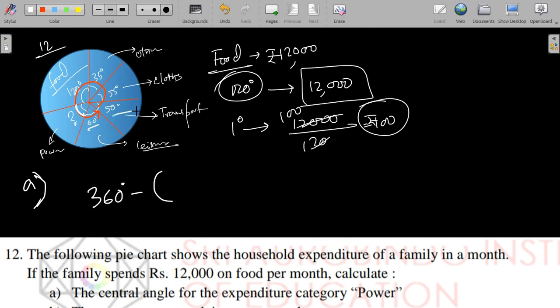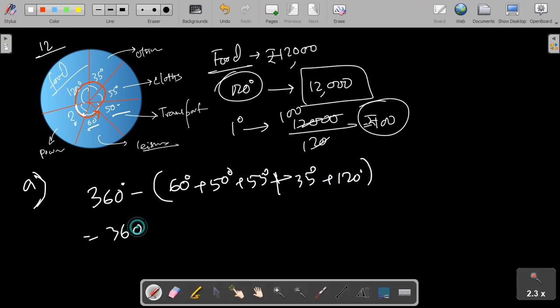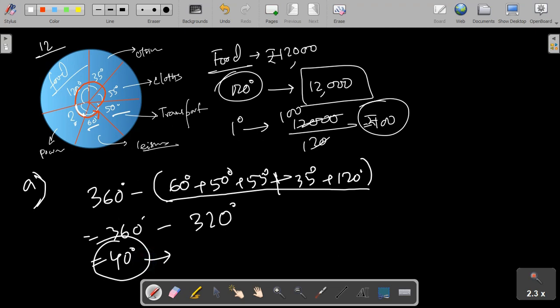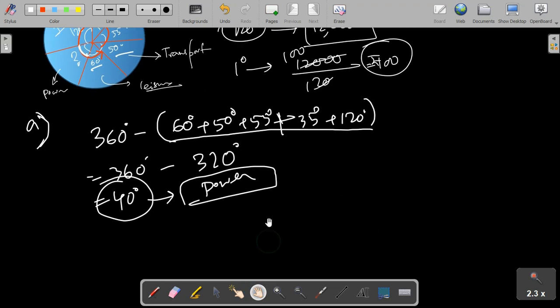Let's write all the angles: 60, 50, 55, then 35, and on food it's 120. If you add all of them you will get 320 degrees. Now if you do the subtraction you can easily see that 40 degrees is coming. So 40 degrees is the central angle for power.